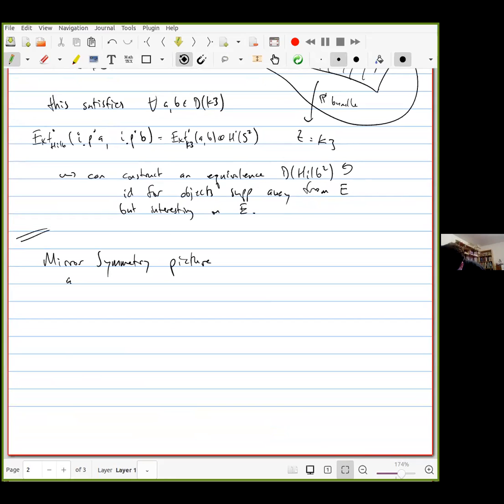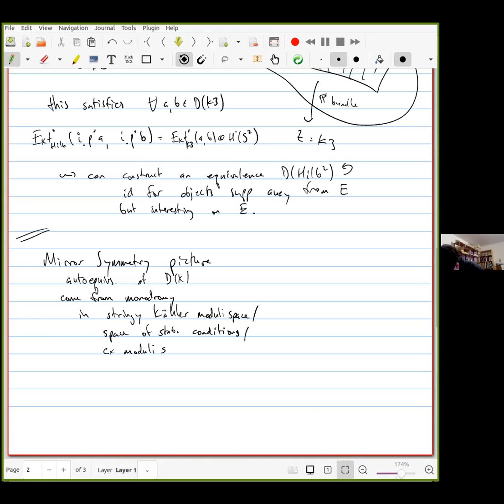These autoequivalences of derived categories come from monodromy in the stringy Kähler moduli space. Or if you prefer, the space of stability conditions. It's not exactly the same thing, but it's related. Or the complex moduli space of the mirror.